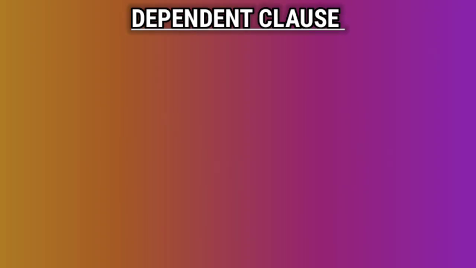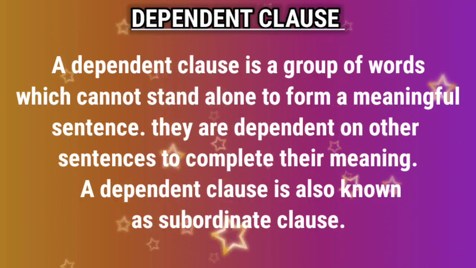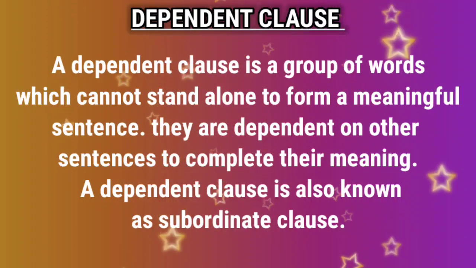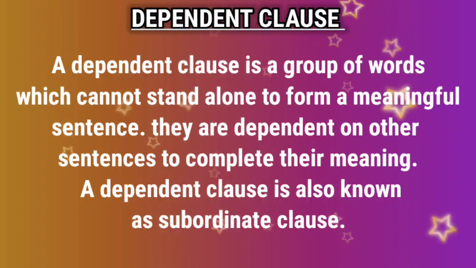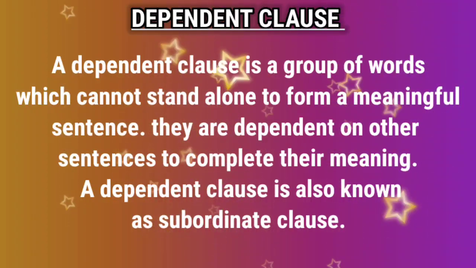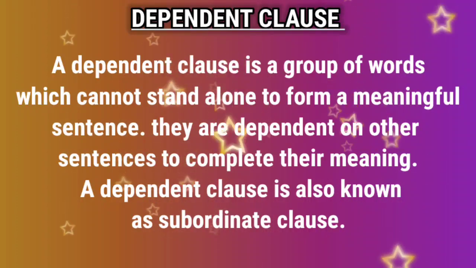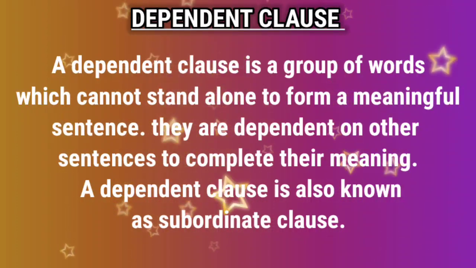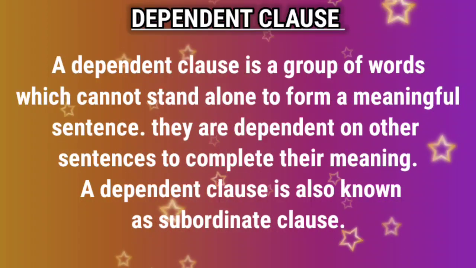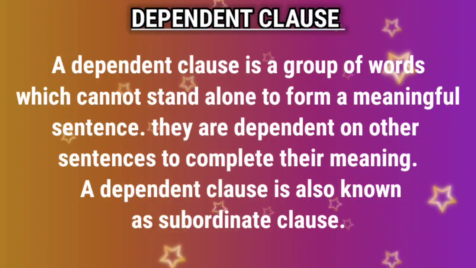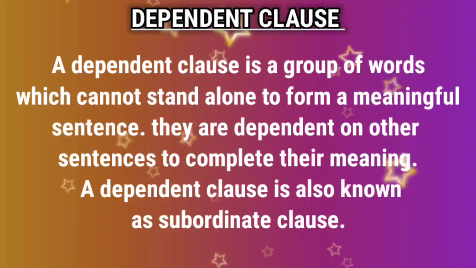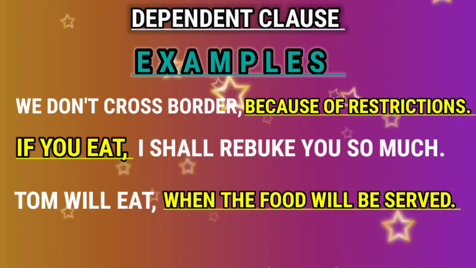Next one, that is dependent clause. What is dependent clause? Well, a dependent clause is a group of words which cannot stand alone to form a meaningful sentence. They are dependent on other sentences to complete their meaning, to complete their form. A dependent clause is also known as subordinate clause because they are dependent. They are not independent. They are dependent on other sentences to create their meaningful sentence.